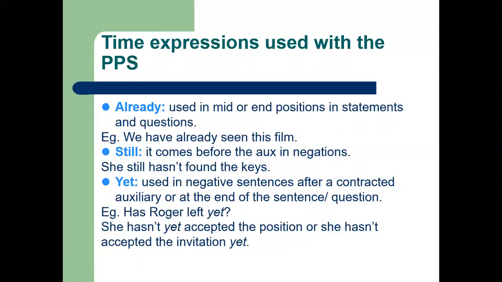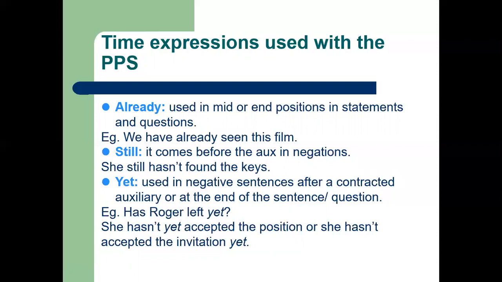Time expressions used with the present perfect simple. We discussed that before. We use already. Yes, already generally goes between the auxiliary and the main verb. But you can find already in final position. You can say, we have seen the film already. Still comes before the auxiliary. In negative statements, it still hasn't found the keys, right? So it precedes the auxiliary, and yet we have to remember is used in negative statements and in questions, right?